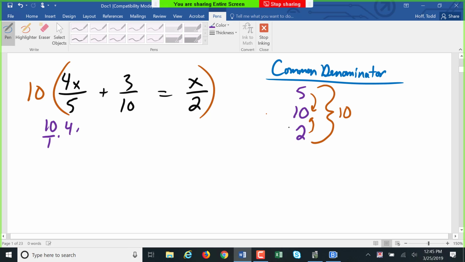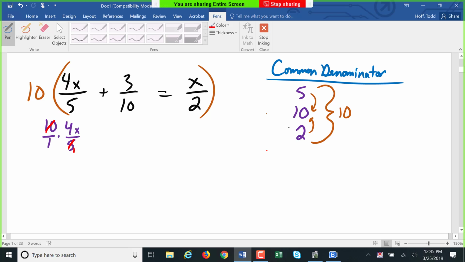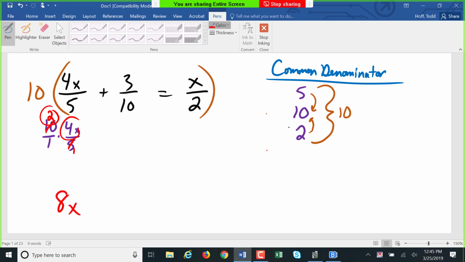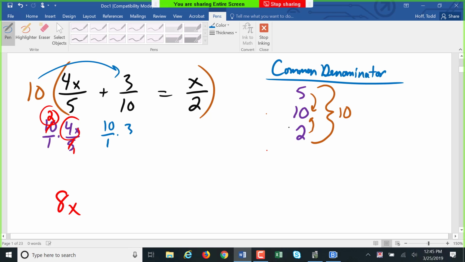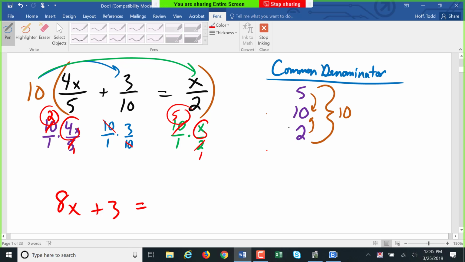So 10 over 1 times 4x over 5. Cross cancel the 10 and the 5, giving me 1 and 2. 2 times 4x is 8x. Then I've got the 10 over 1 times 3 over 10. The 10's cross cancel, that just gives me 3. Equals the 10 times x over 2, so 10 over 1 times x over 2. Cross cancel the 10 and 2 gives me 1 and 5. 5 times x is 5x.